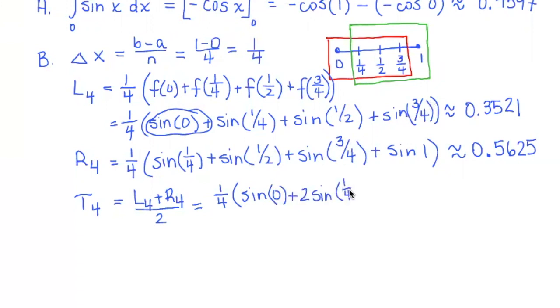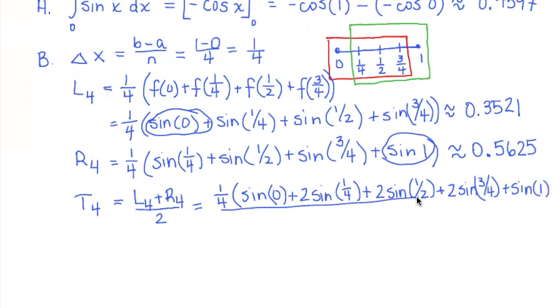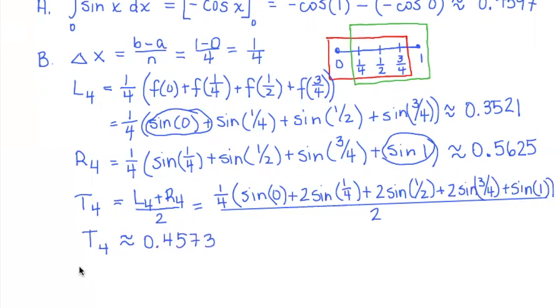And I find it easier to do this than to memorize the weird looking formula. And then at the very end, sine of 1 only appears once in these two sums. So that sine of 1 whole thing gets divided by 2. All right, so again, calculator work. For my trapezoidal approximation, I get 0.4573, and that takes us to the midpoint sum.